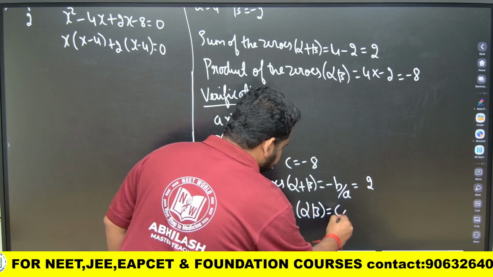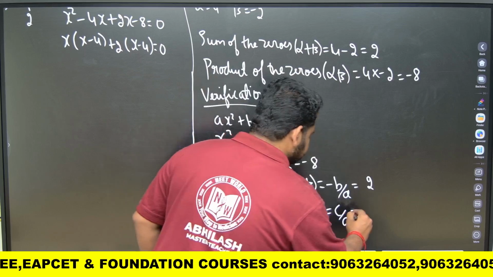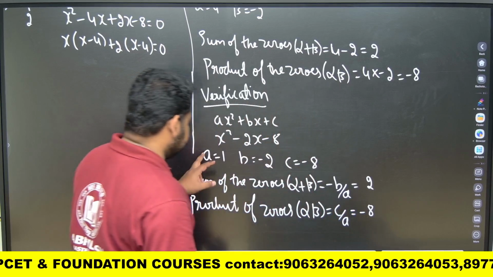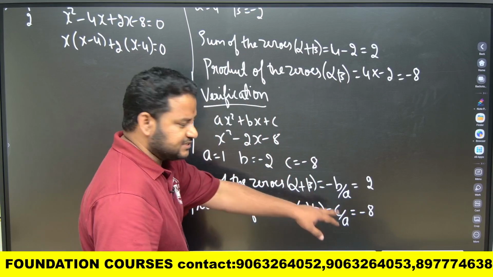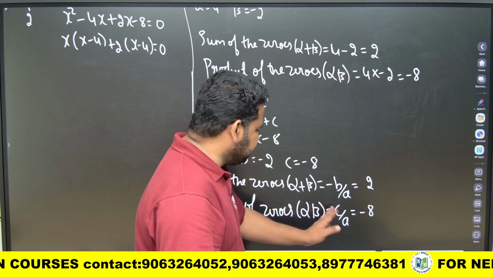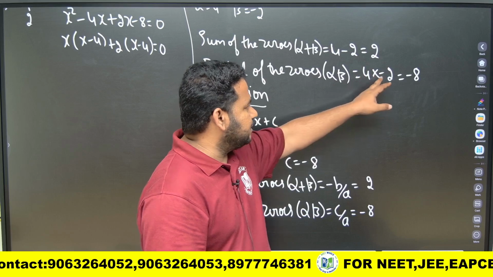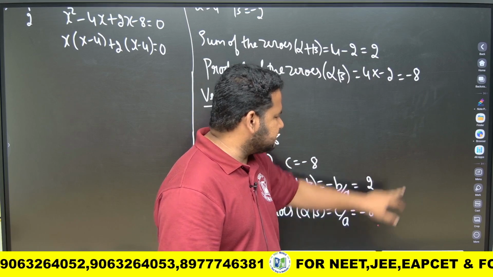Is equal to c by a. Carefully you have to write it. C by a. C is minus 8, divided by a. A is nothing but 1. So minus 8 divided by 1 is nothing but minus 8 itself. So the product of the zeros, that is c by a, we got as minus 8. Here the product of the zeros, that is alpha into beta, 4 into minus 2, we got as minus 8. So here also minus 8, here also minus 8.